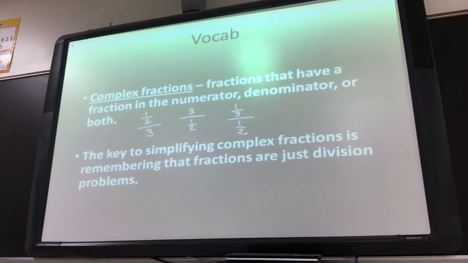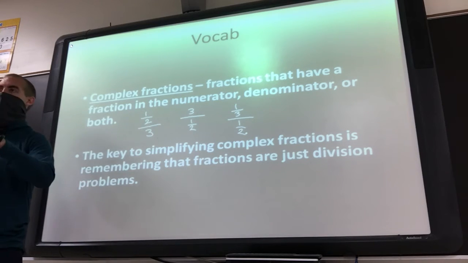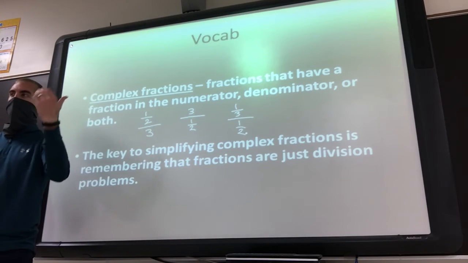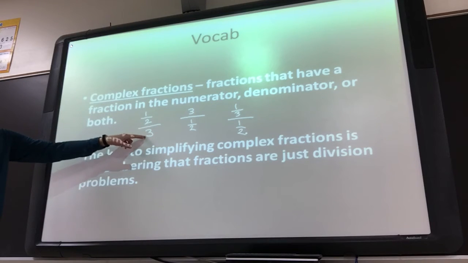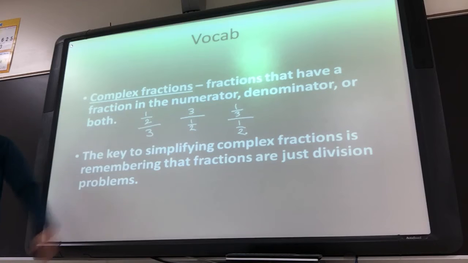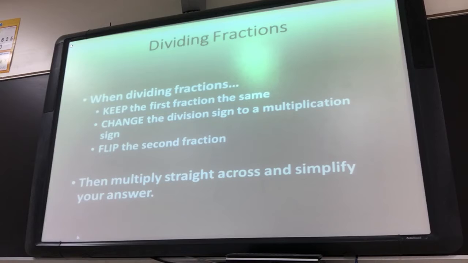And the key to simplifying these complex fractions is remember that a fraction is just a division problem. Remember back when we turned fractions into decimals, we had like 6/11, and we would do 6 divided by 11. We're going to do the same thing today, except it might be 1/2 over 3, not 1 over 3. We're going to divide the top by the bottom to get our answer. So remember, when dividing fractions, you do keep, change, flip. Keep the first fraction the same, change to multiplication, and then flip the second fraction. Once you do keep, change, flip, you just multiply straight across, and then simplify your answer if you need to.